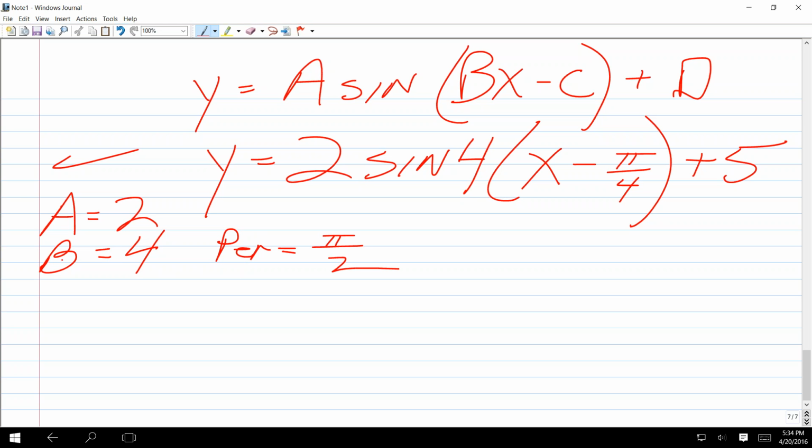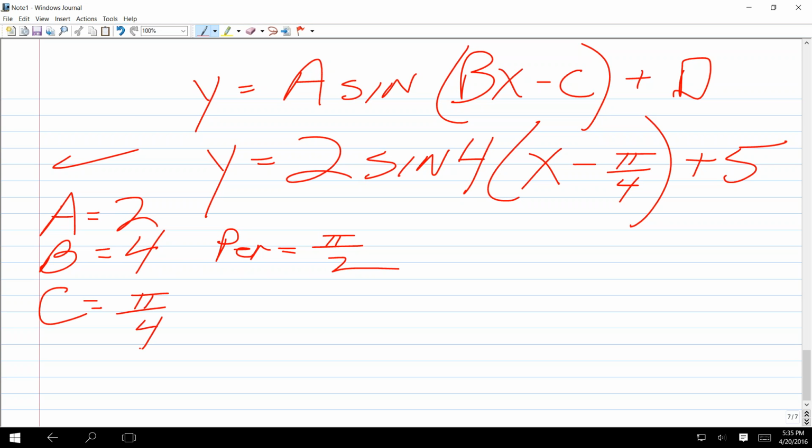So when you get a B, you always have to figure out what the period is. It's not like amplitude, where that's a piece of cake. When you're dealing with a B, you have to figure out what the period is in order to graph it. C is what? I mean, it's negative pi over 4.